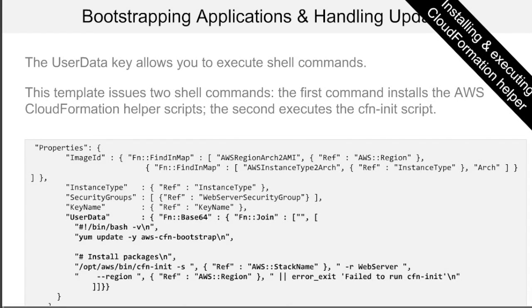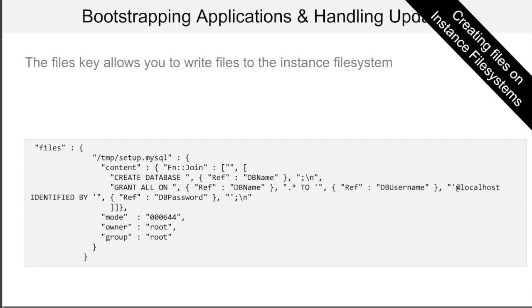And it will execute the CFN init script, which is the first of the helper scripts, which will essentially kick off the other scripts as required and allow you to make use of these additional keys that you can place in your CloudFormation template files. And these keys can take a few different forms. Just by way of a couple of examples, you can use the files key that you can see in this sample here to create text files on the instance file system.